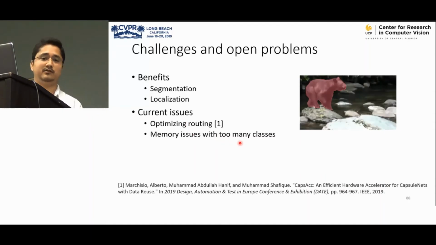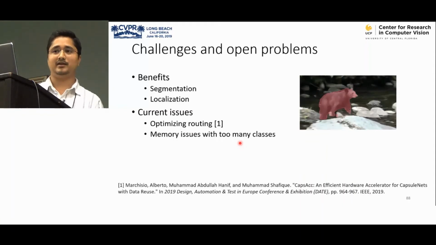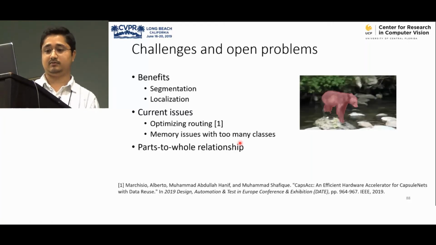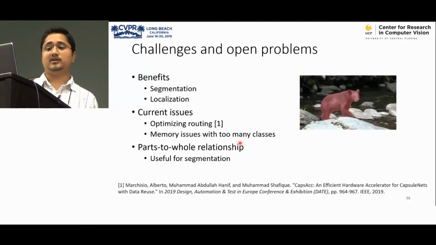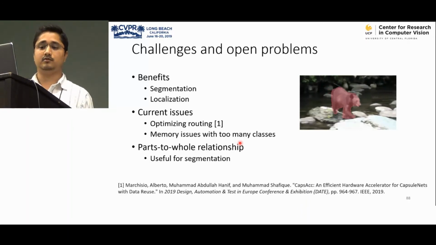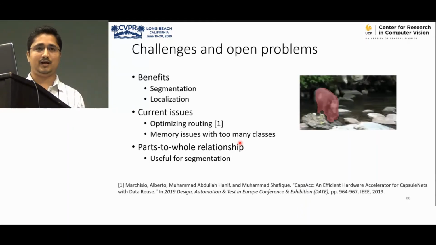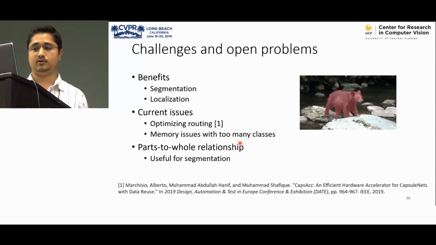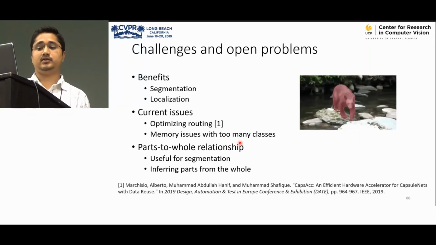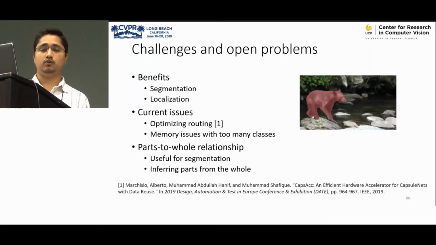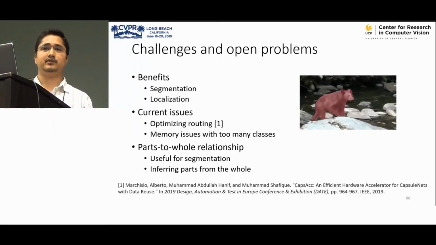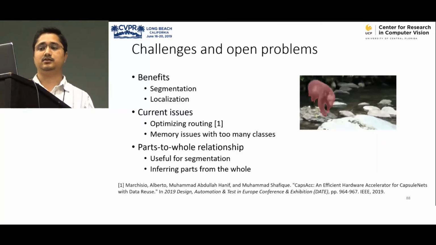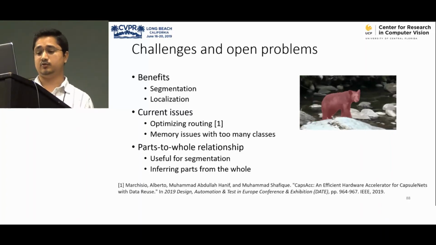Another issue is if we have too many class capsules: the final layer in the capsule network is fully connected, so we have a memory issue with that. Again, the main intuition behind capsules is to learn parts-to-whole relationships using routing, and that's the reason capsule networks are very effective for segmentation or localization kind of problems. But it will be interesting to infer, when we get the whole, can we get the parts from it? Let's say if we have a face, we can easily localize it, but can we also localize the smaller parts like the eyes or the ears from that? That area has not been explored yet.